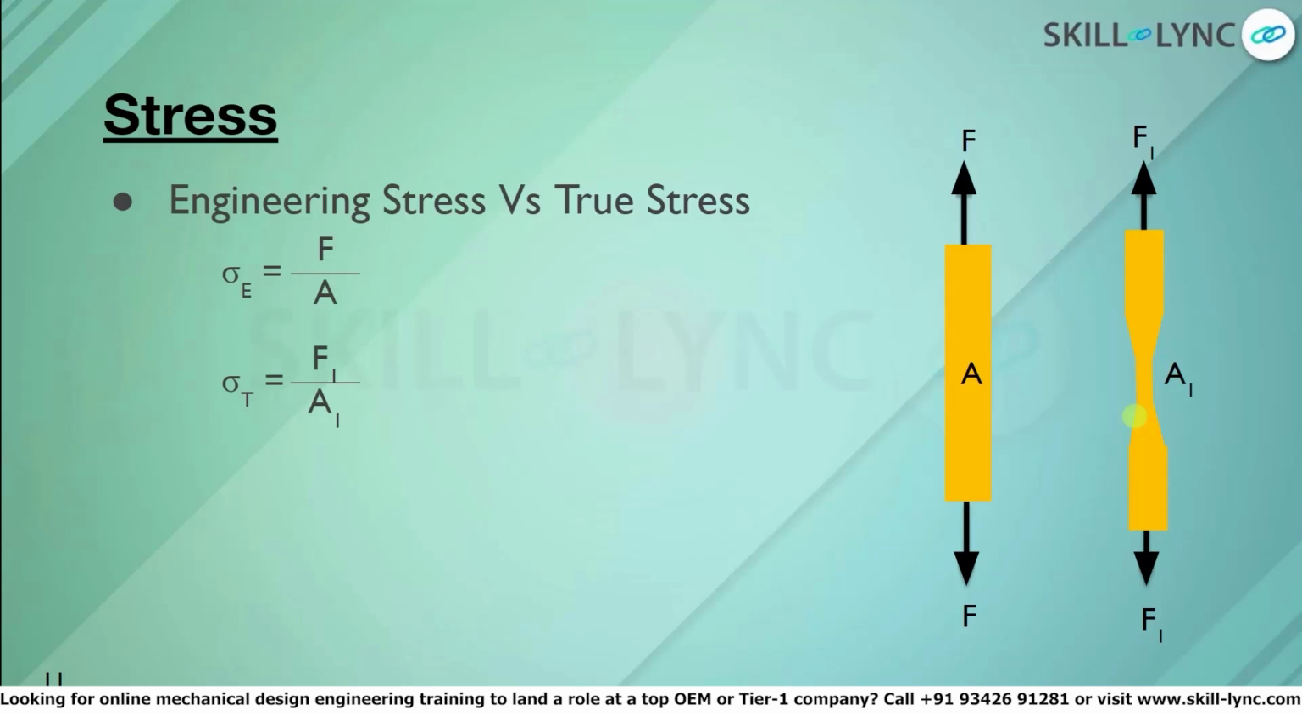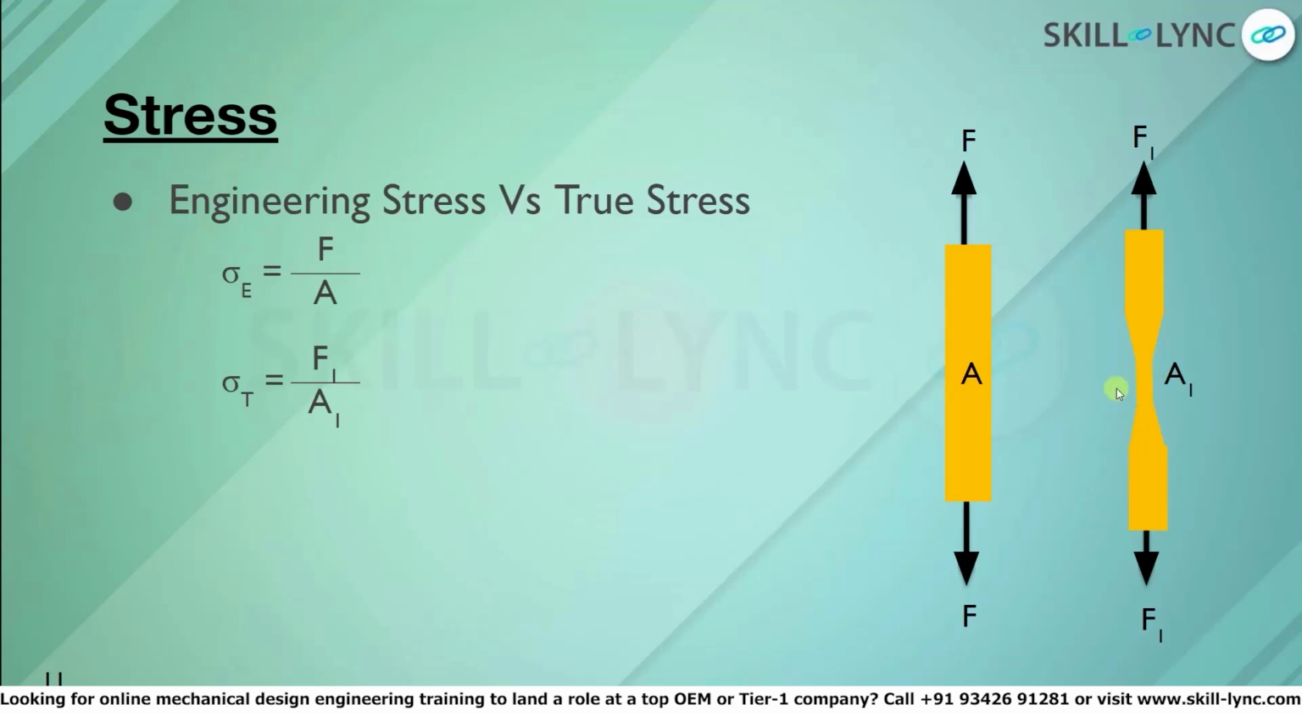Let's look at the difference between engineering stress and true stress. Engineering stress, that's sigma E, is equal to the applied load divided by the original cross section of the material. However, when a material is placed in tension, it shows a necking behavior, that is, the cross sectional area is reduced when it is under stress. This reduction continues as long as the material continues to be under stress. Thus, in reality, a different stress needs to be measured.